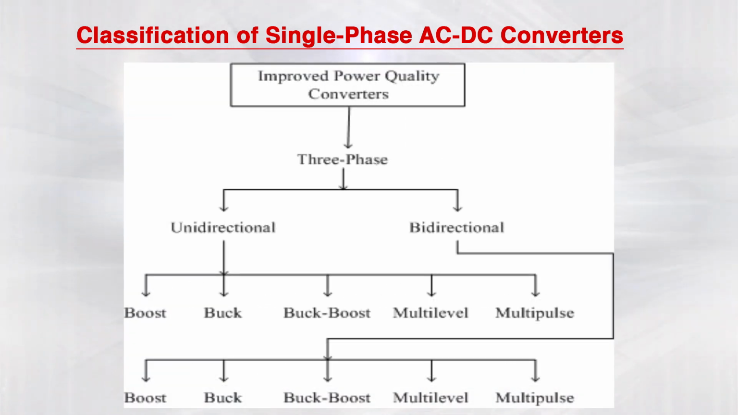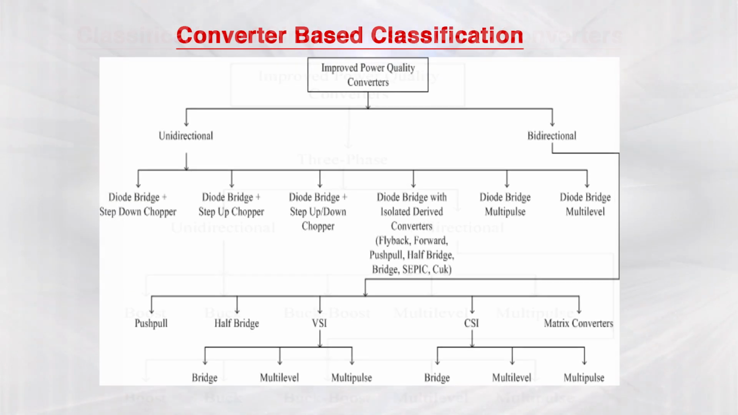Classification of 3 phase AC DC converters. In a similar way as we have seen in the case of single phase, they could be classified as unidirectional and bidirectional, and then depending on the applications we may have boost converter, buck boost, and multi-level and multi-pulse converters. So, we have converter based classification.